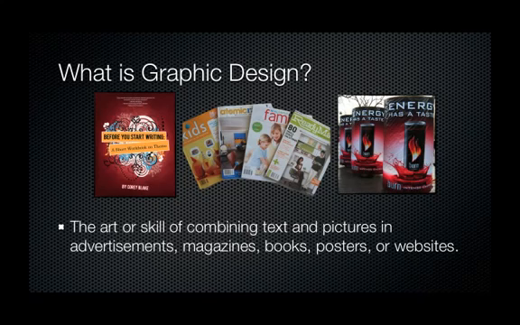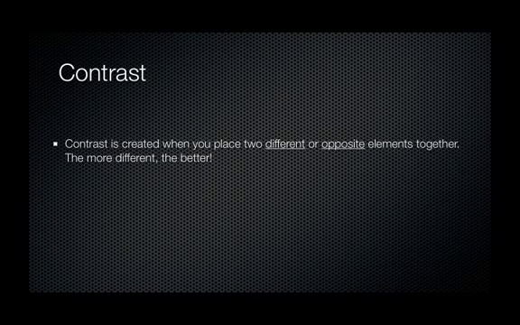Some of these words might sound familiar, maybe not. Let's get into them. The first topic is contrast. Contrast is created when you place two different or opposite elements together. The more different, the better. As we see on the screen right now, we have a dark background with white writing. It makes the writing pop out because the background is so dark. If the background was a little bit lighter, we might have a harder time reading the words.